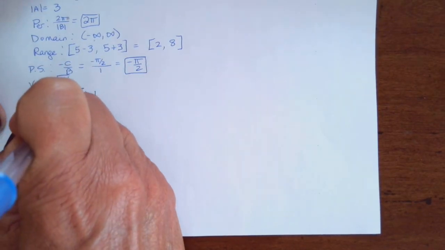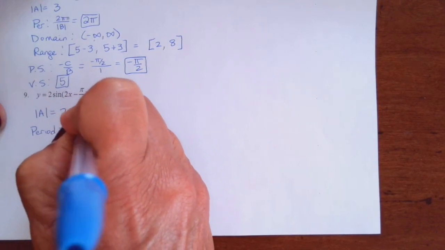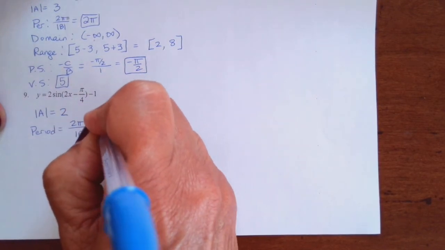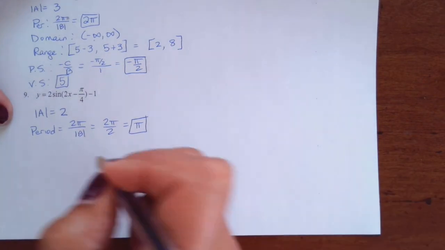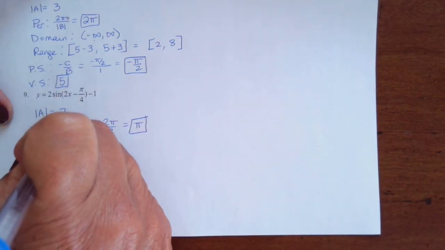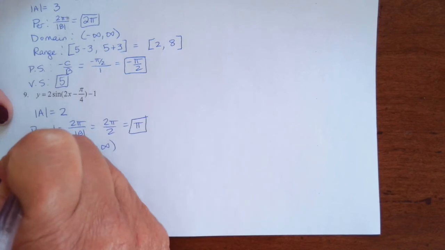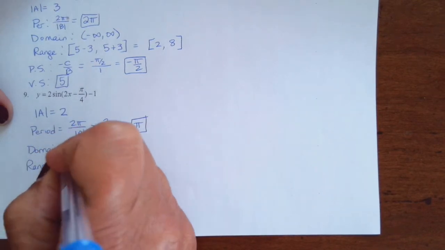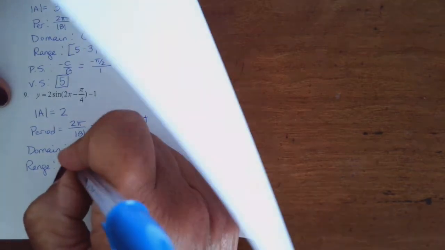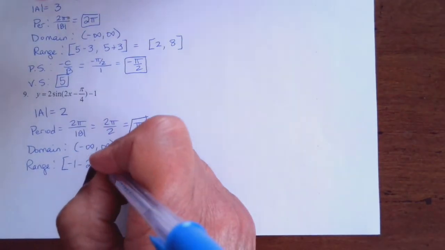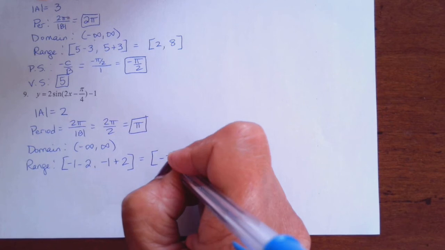Your period this time, 2 pi divided by B, remember? So 2 pi divided by 2. So our period has shrunk again on this one to just pi. The domain is all real numbers. And the range, D minus A. So D is -1 minus 2 to D plus A. So that goes from -3 to 1.